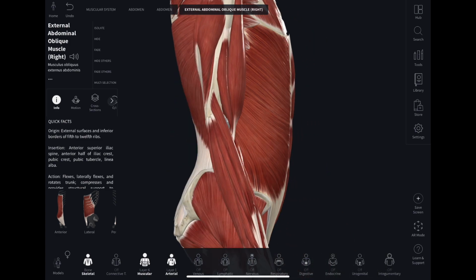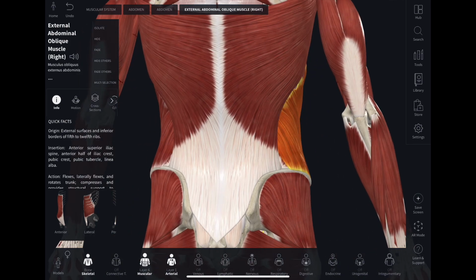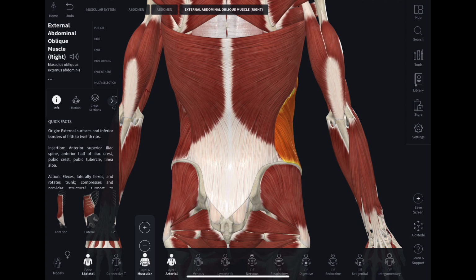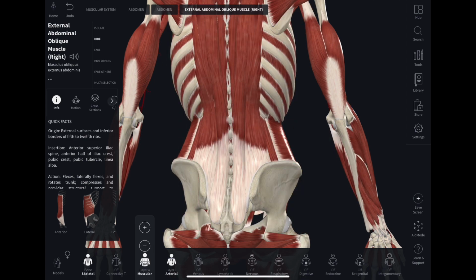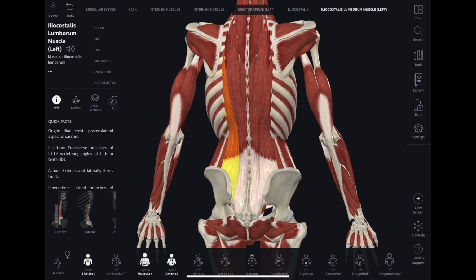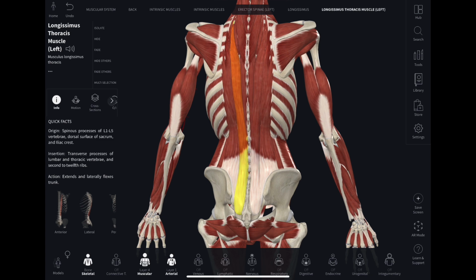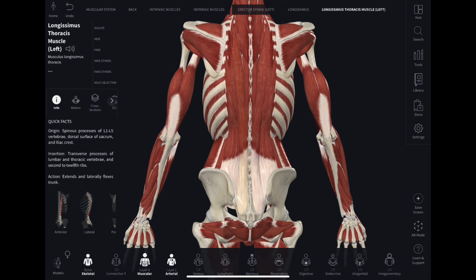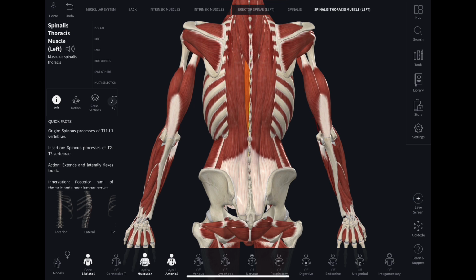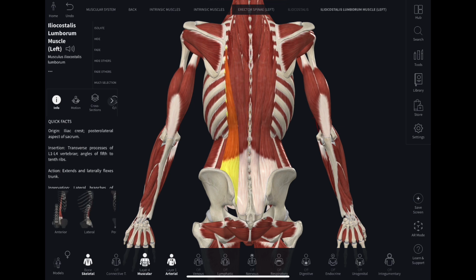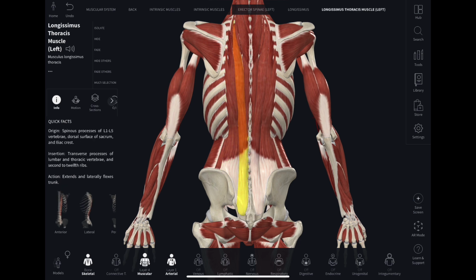Also running along the posterior side of the vertebrae would be the erector spinae muscles. Those muscles look like this. These muscles, it's more like a group of 3 muscles. First would be the iliocostalis muscle. Then it would be the longissimus muscle right here. And then it would be the spinalis muscle, which would be right here. So this one, and this one.